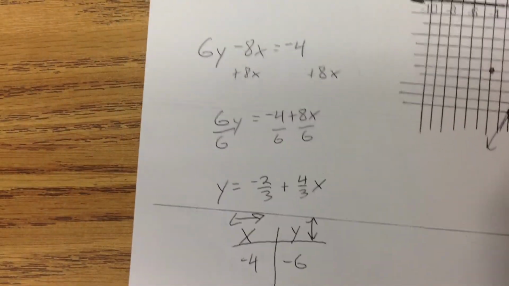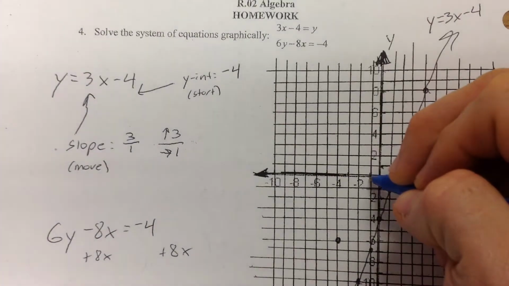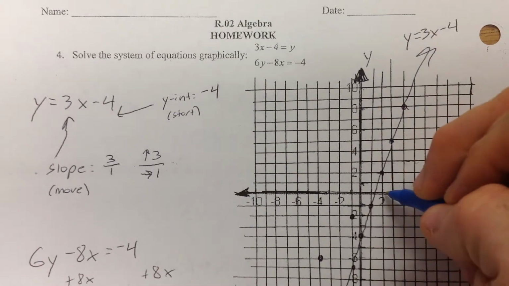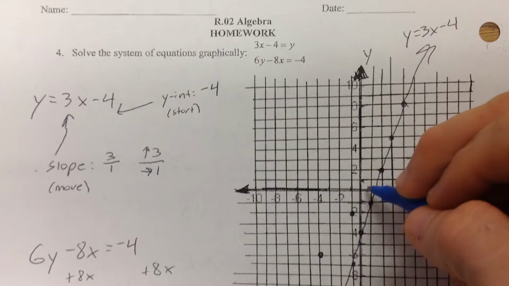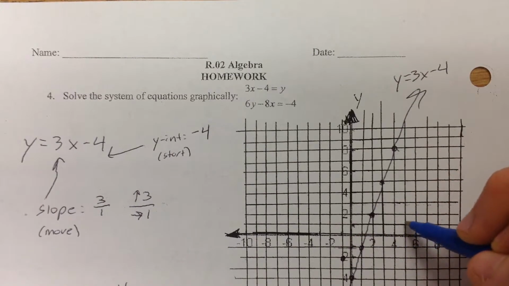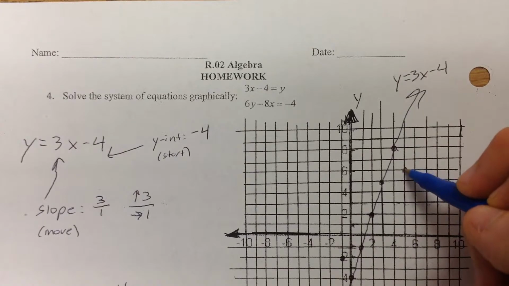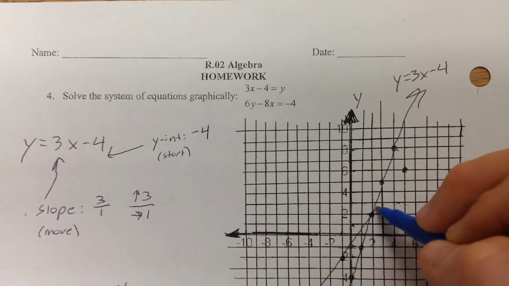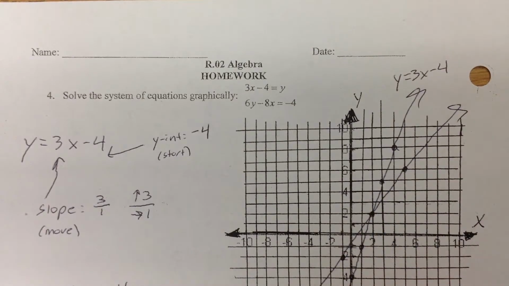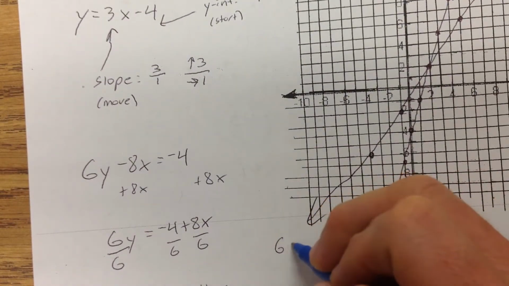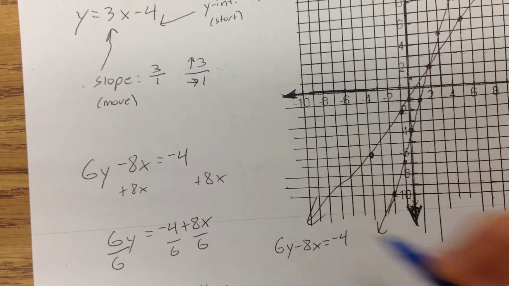(-1, -2) is what I have up next. That would be back 1 and down 2. (2, 2) would be over 2 and up 2, and then (5, 6), which is my last point here, is going to be over 1, 2, 3, 4, 5, and then up 1, 2, 3, 4, 5, 6. Okay. All right, I'm going to connect those points. I'm going to draw my arrows. I'm going to throw a label on here. So this one was 6y minus 8x equals -4.